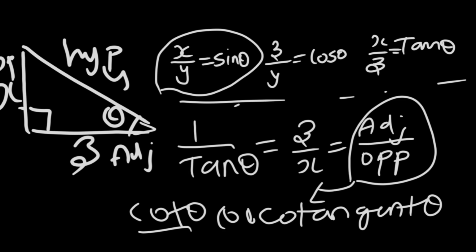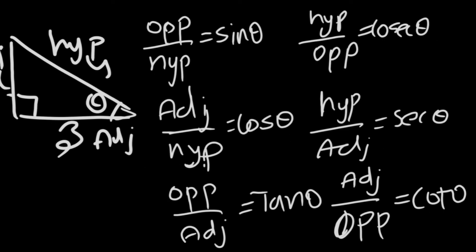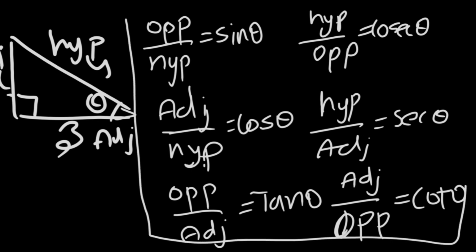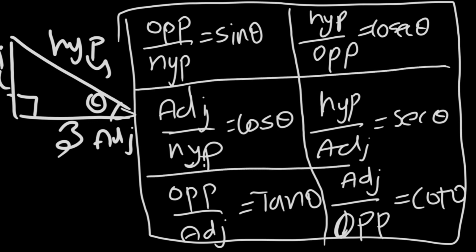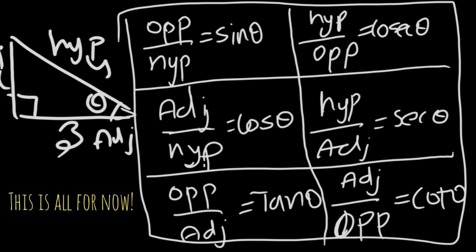Now let me write all the ratios in one place. So these are the 6 possible ratios which mathematicians named. These 6 are very important for trigonometry. We should be knowing these 6 ratios: sine theta, cos theta, tan theta, cosecant theta, secant theta, and cot theta. These are the 6 ratios. And this is all for now.